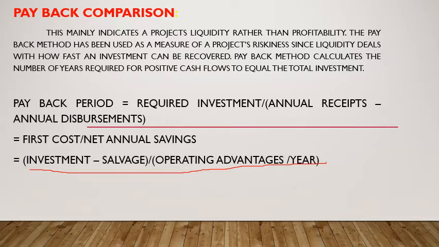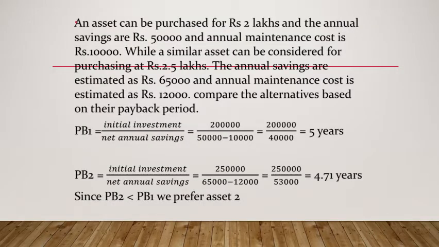Let us take an example. An asset can be purchased for rupees 2 lakhs and the annual savings are rupees 50,000 and the annual maintenance cost is rupees 10,000. While a similar asset can be considered for purchasing at rupees 2.5 lakhs, the annual savings are given, and the maintenance cost is estimated as given. Compare the alternatives using the payback period method.